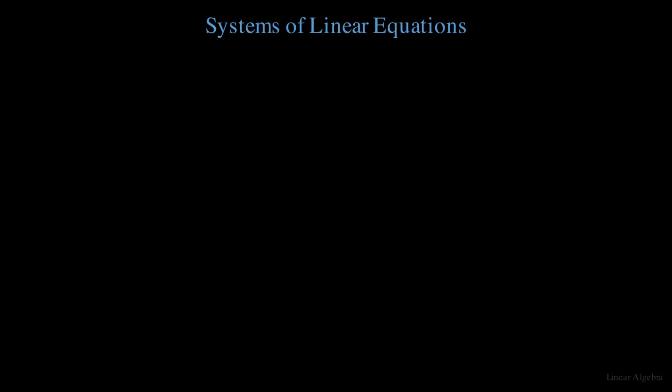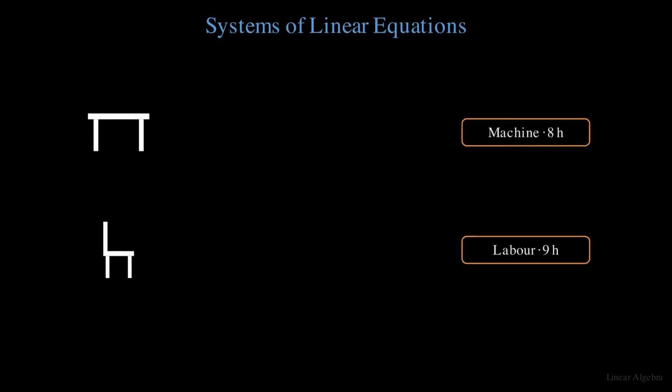A small workshop makes tables and chairs. It has two limited resources, 8 hours of machine time and 9 hours of labor. How many tables and how many chairs can it produce so that both resources are used exactly? Let's translate this into mathematics.